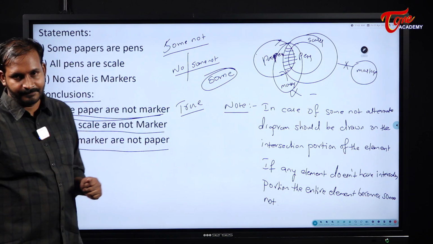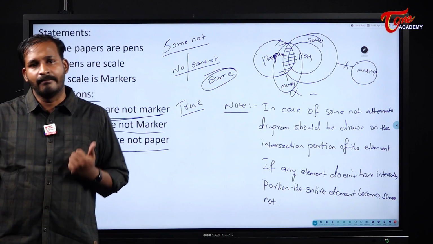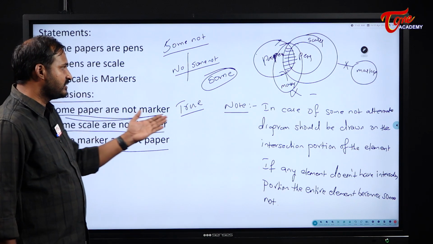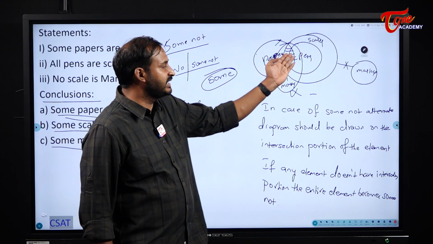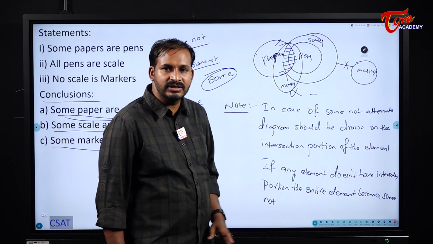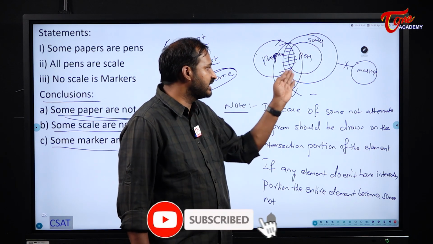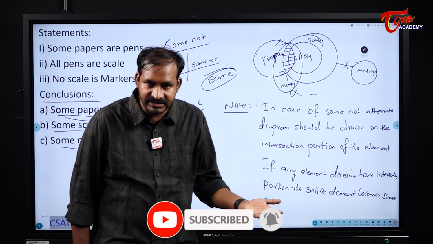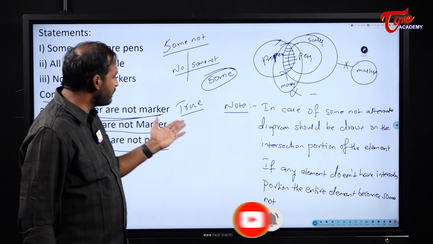Now see here, the first one. Some papers are not marker. Just now we have seen what the some portion of paper is, this intersection portion. If I try to draw the marker on this, is an alternate diagram possible? No. Why? Because if I do so, my scales are mixing with marker, which is against my given statement. So I don't have any other choice. I mark it as true.